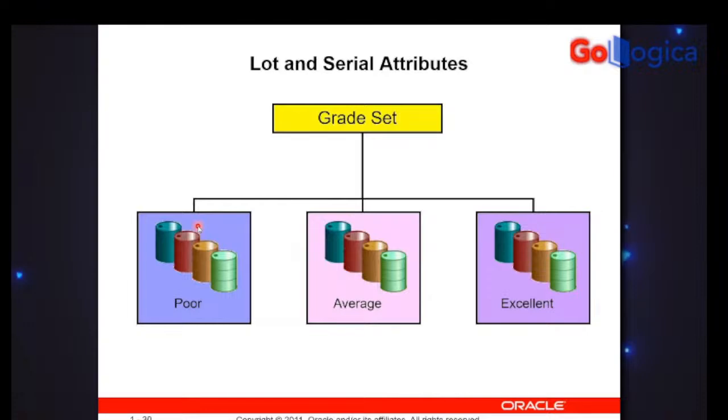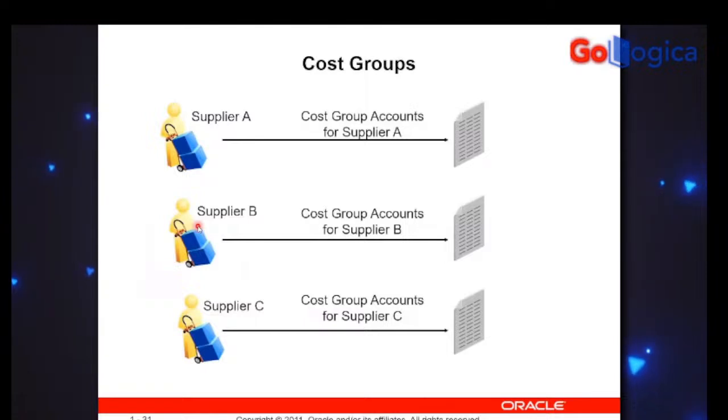Here, coming to lot and serial attributes, we have already discussed the grade set and all. This is the basic of how you define the lot and serial. We have already discussed, so I think we can skip to cost groups now.